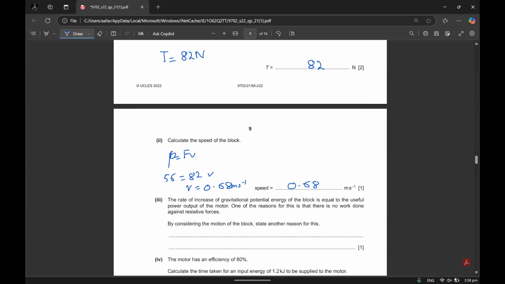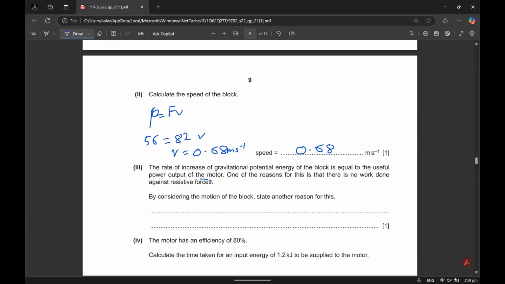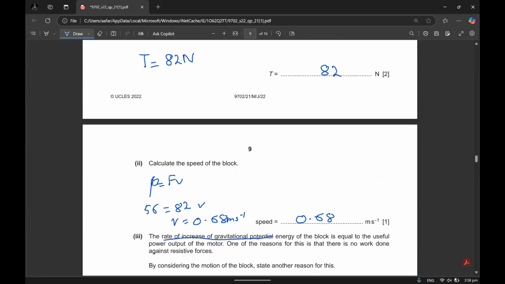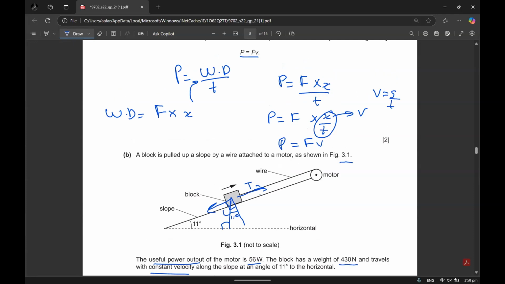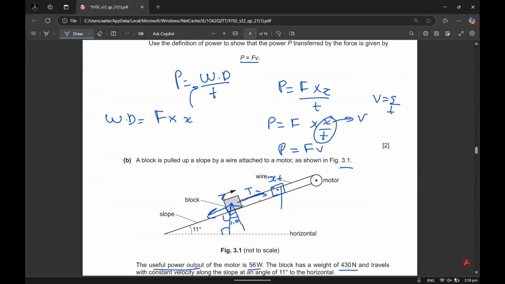The rate of increase of gravitational potential energy of the block is equal to the useful power output of the motor. One of the reasons for this is that there is no work done against resistive forces. By considering the motion of the block, state another reason for this. The rate of increase of GPE. The GPE over here is, let's say, X, and then over here it becomes X plus something.